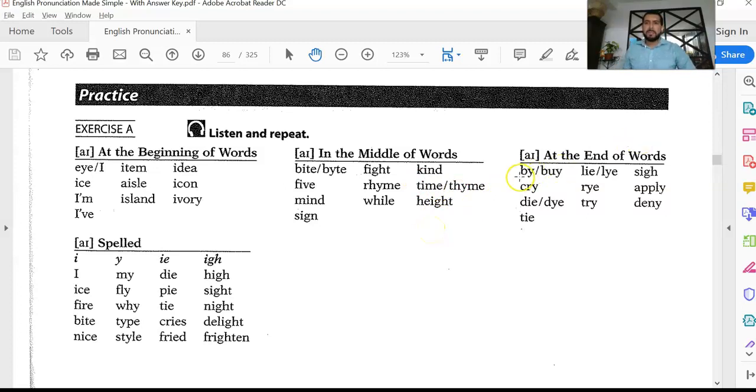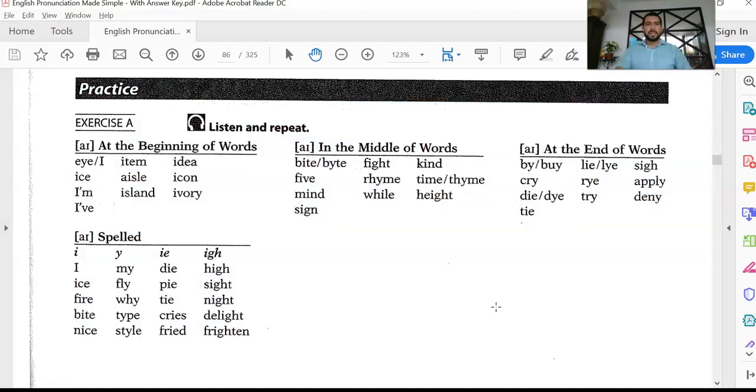How about at the end of words? We have words such as buy and by, homophones, different words, same pronunciation. Cry, die and dye, different words, same pronunciation. Tie, lie and lye, rye and try and sigh and apply and deny, and so on and so forth.